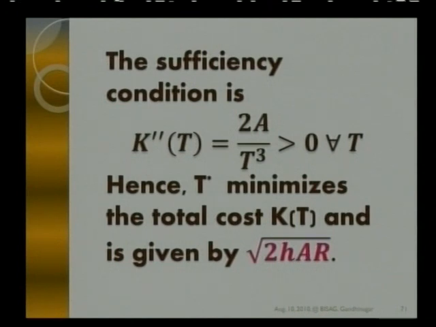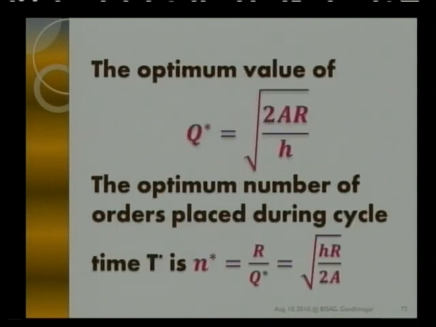If you differentiate the cost function twice, you will have a value greater than 0 whatever T you start with, because ordering cost A is greater than 0, and T is time, so it cannot be negative. So whatever T star we obtain, that is the square root of 2A/HR, turns out to be the time period at which cost is minimum. And if you substitute the value of T in the cost function, it will be only in terms of model parameters, that is the square root of 2AHR.